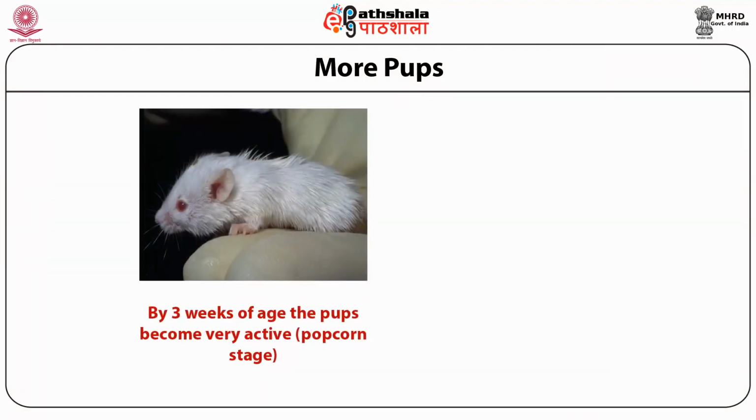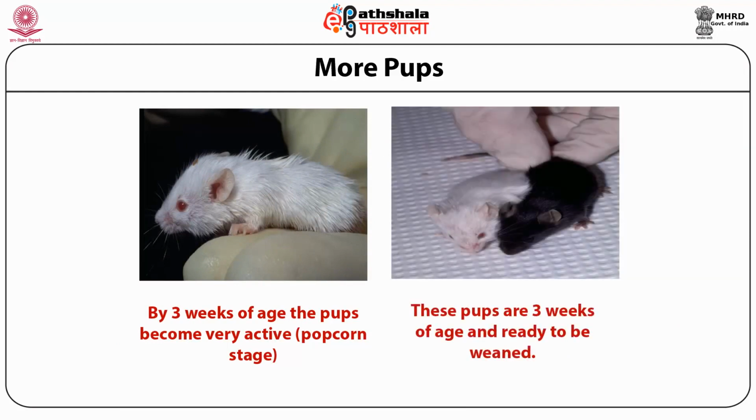By the third week of age, the pups become very active, and you can see the hairs are well developed, the eyes are open, and the ears are very straight. At 3 weeks the pups are ready to be weaned, the term used for separating pups from the mother so that they can live individually.